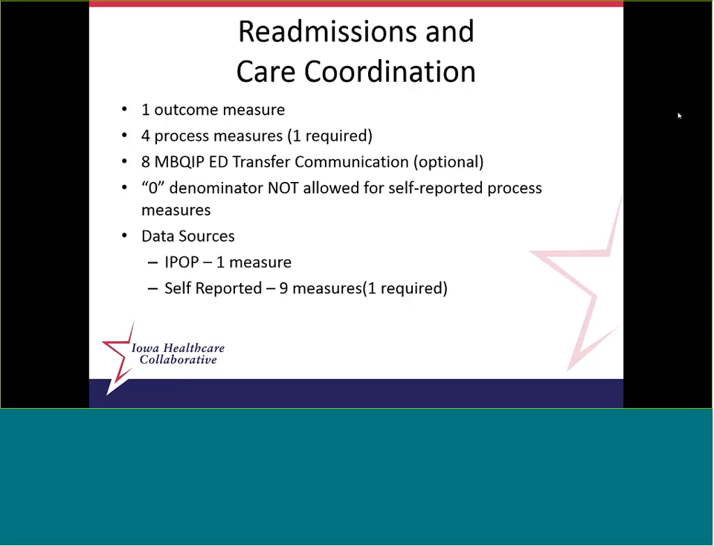This recording is on the Hospital Engagement Network, or HEN, measurement, readmissions, and care coordination. This measure has one outcome and 4 process measures, one of which is required. The MB-QIP ED transfer communication measures are optional. A 0 denominator is not allowed for the self-reported process measures. Of our data sources, 1 comes from IPOP and 9 come from self-reported.